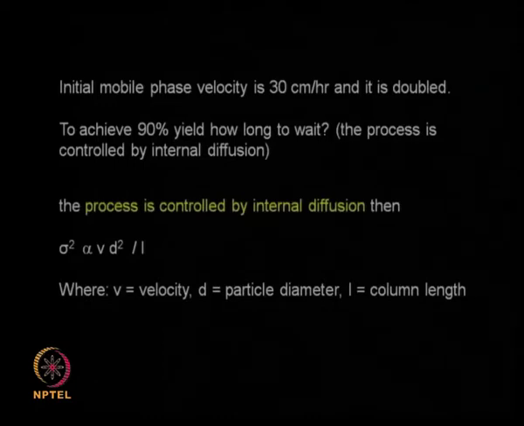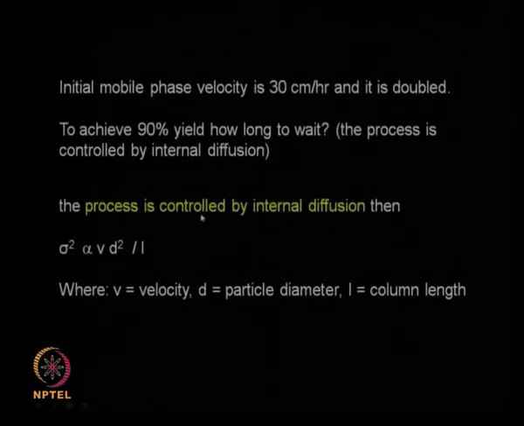Okay, let us look at another problem where we are looking at the type of controlling mechanism. Okay. So initially my mobile phase velocity is 30 centimeter per hour, now I am doubling it, that means it has become 60 centimeter per hour. So I want to achieve this 90% yield. Now how long do I wait? Now the controlling mechanism is internal diffusion, the process is controlled by internal diffusion. So if the process is controlled by internal diffusion, sigma square is going to change, or the standard deviation is going to change, or the width of these peaks are going to change, right.